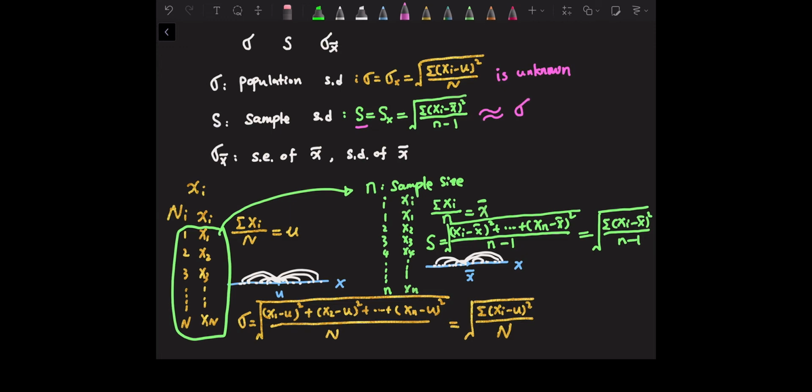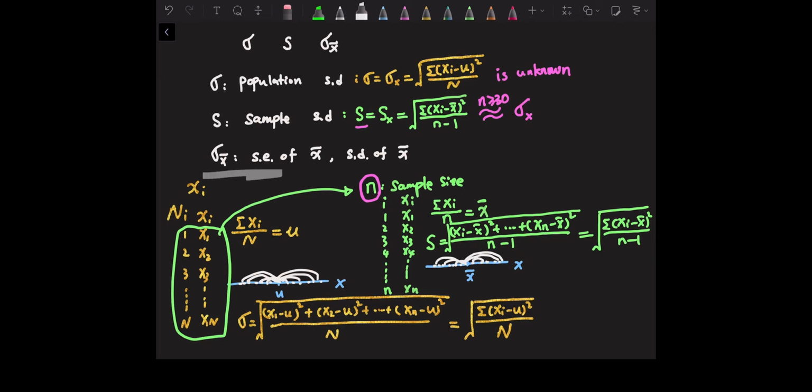This approximation only makes sense when the sample size is large enough. Large enough statistically means when there are at least 30 observations in your sample. Okay, so that means we can use S to estimate the population parameter, or we can use S to replace sigma, right, when the sample size is large enough. When the sample size is large enough, S is approximately equal to sigma.